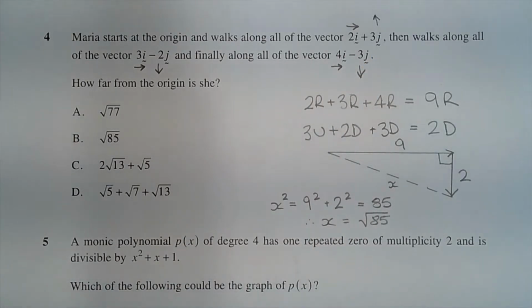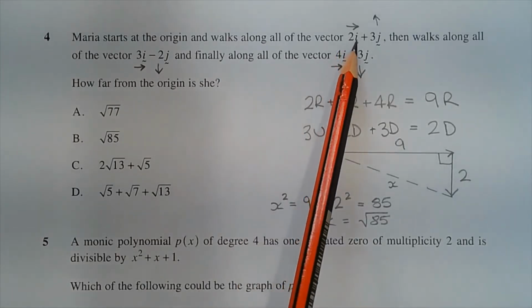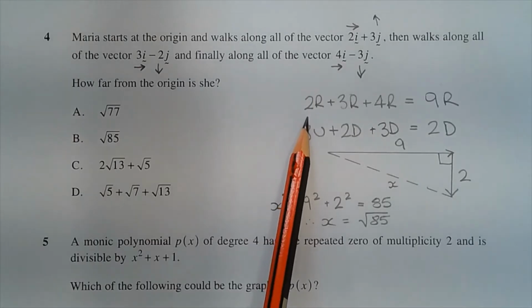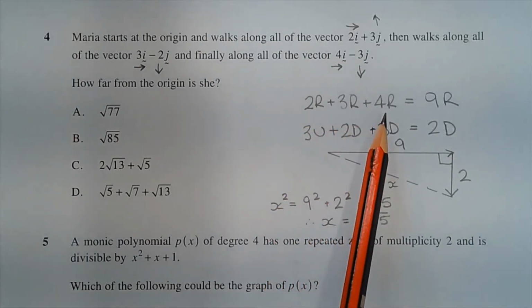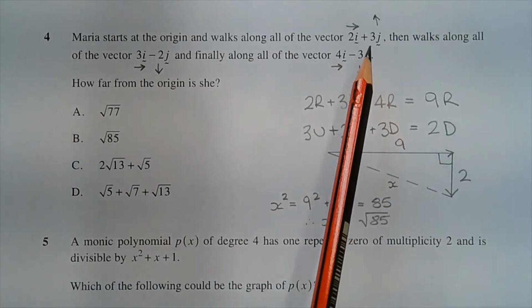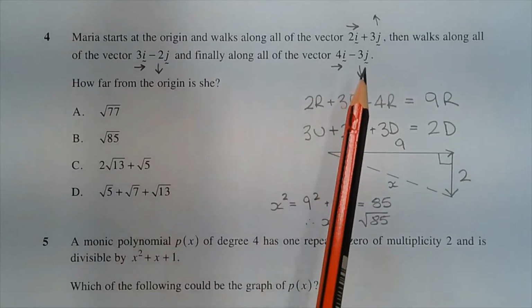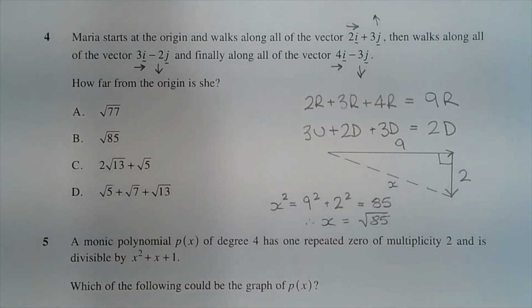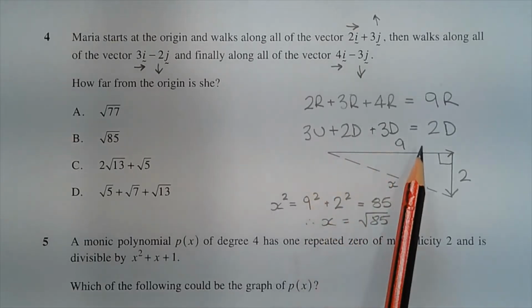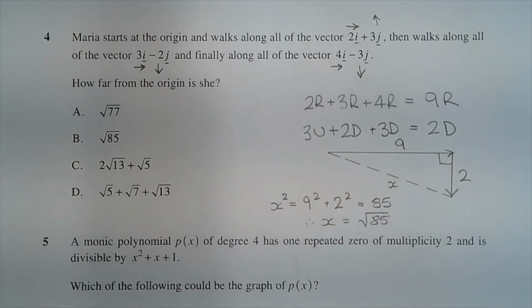Consider the movement in the horizontal direction. 2i plus 3i plus 4i can be interpreted as 2 units to the right plus 3 units to the right plus 4 units to the right, which equals 9 units to the right. Consider movement in the vertical direction. We have 3j minus 2j minus 3j, which can be interpreted as 3 units up plus 2 units down plus 3 units down, which equals 2 units down.